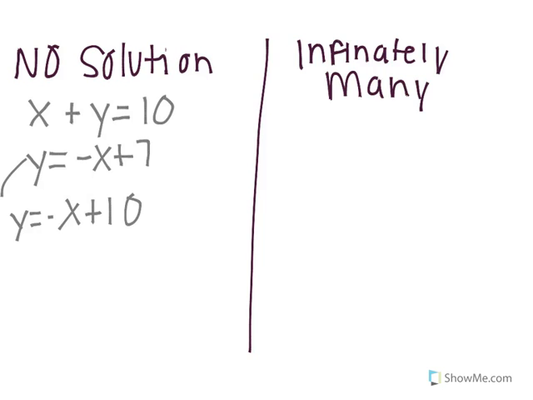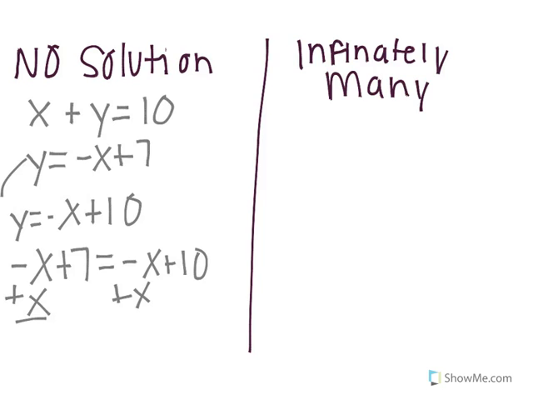They're both equal to y, so I set them equal to each other. -x plus 7 is equal to -x plus 10. Let's combine like terms, add the x's to both sides. But those both eliminate each other. And now I'm left with 7 equals 10, which is not a true statement. So this has 0 solutions.